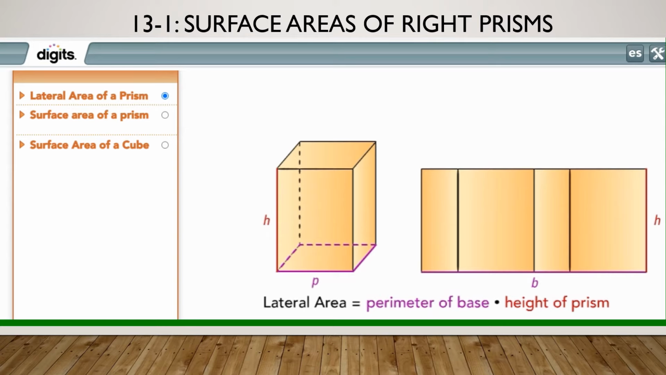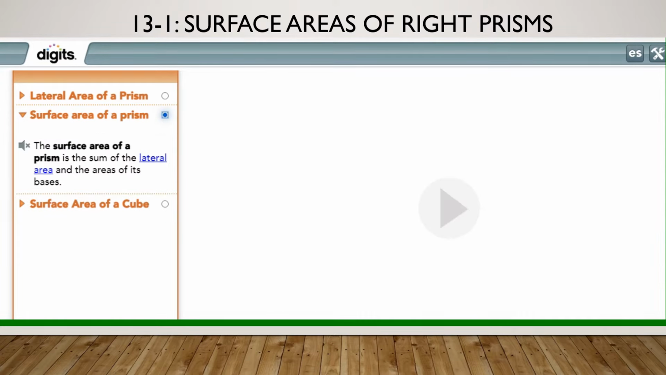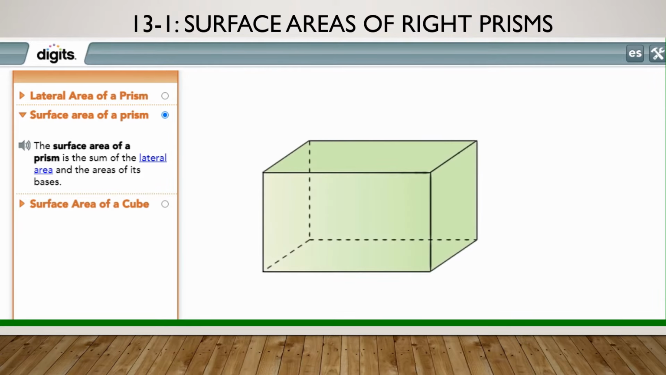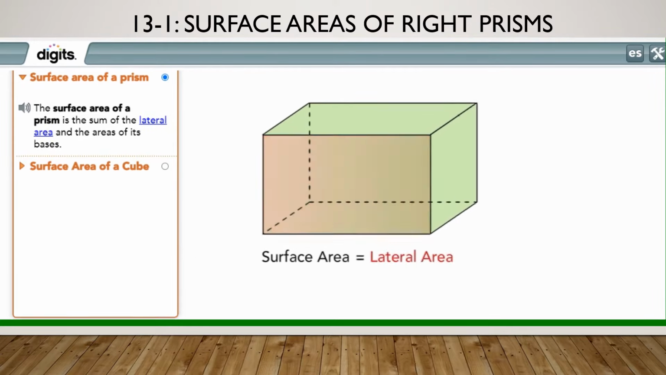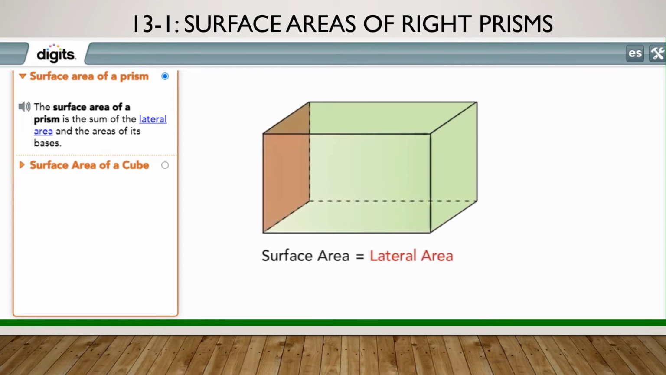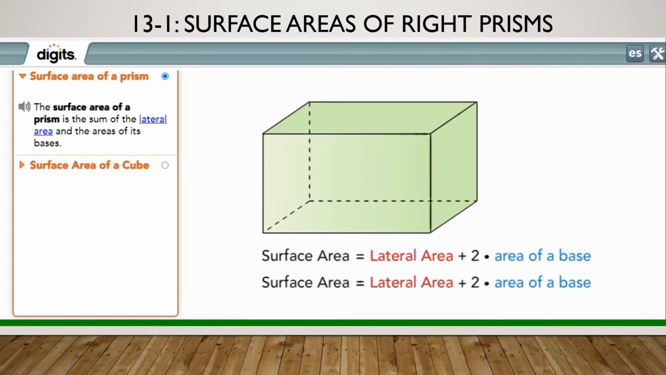The next key concept is surface area of a prism. The surface area of a prism is the sum of the lateral area and the areas of its bases. So the surface area is just the area of the entire three-dimensional shape, and this is going to break it down for you. The surface area of a prism equals the lateral area plus 2 times the area of a base, or SA equals LA plus 2 times B.